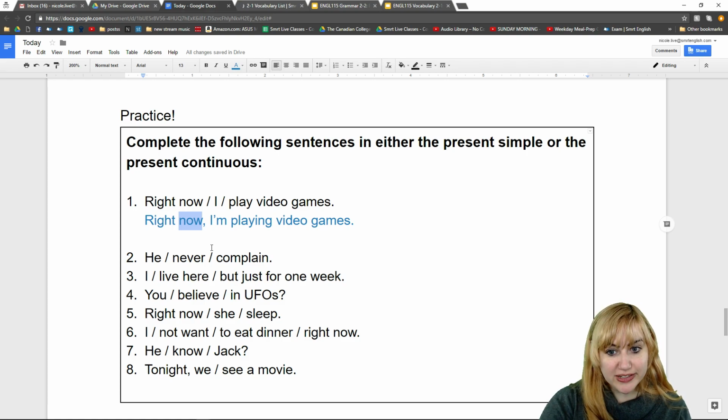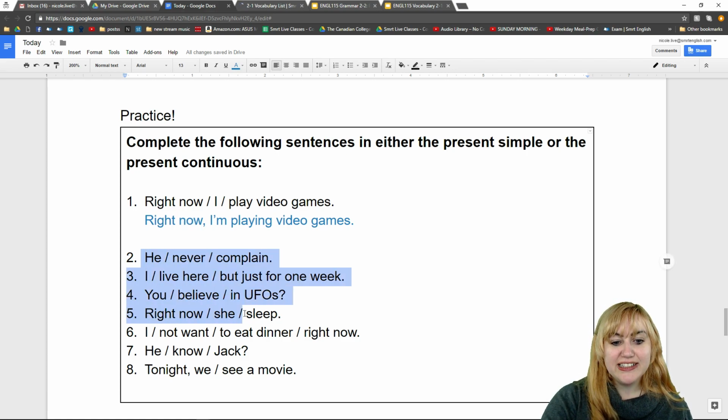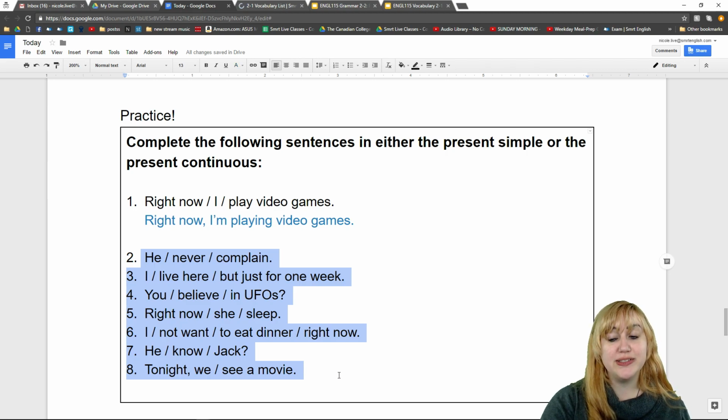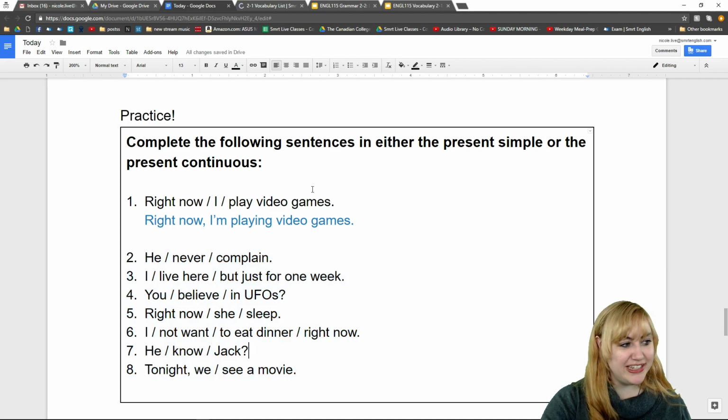So I'm going to give you just a couple minutes to try to change these to simple or continuous sentences. I'll put on some of the beautiful monkey music for us to listen to. Let's see, here we go.